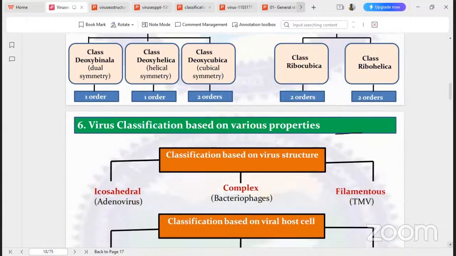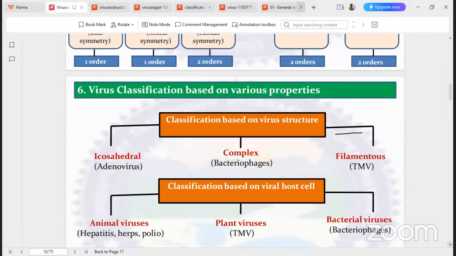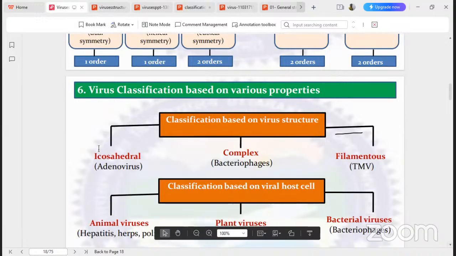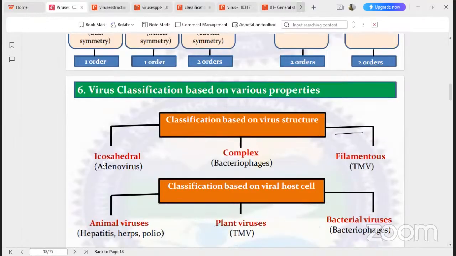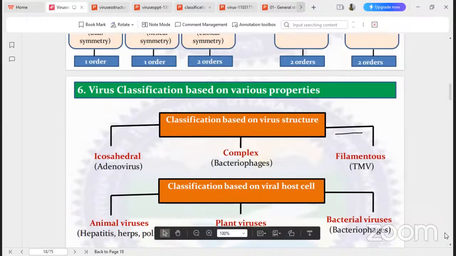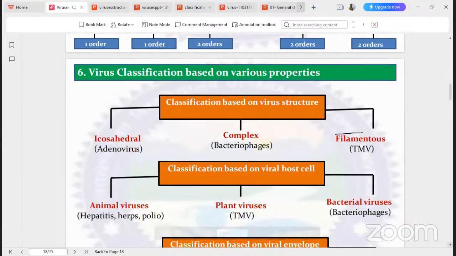Based upon their various properties, you have helical symmetry and icosahedral symmetry, and you have both symmetries, complex. Symmetry means it can split into two equal halves. If that is possible, that is symmetry. How? What say?